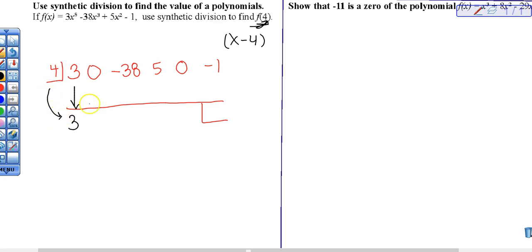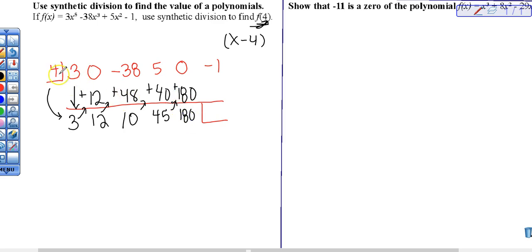4 times 3 is 12, and add. 0 plus 12 is 12. 4 times 12 is 48, and add. Negative 38 plus 48 is 10. And 4 times 10 is 40. And add. 40 plus 5 is 45. And 4 times 45 is 180. You got it. And 0 plus 180 is 180.